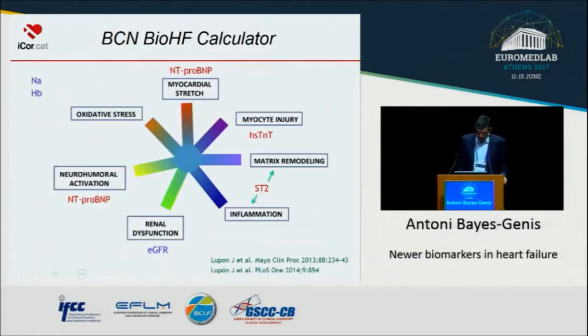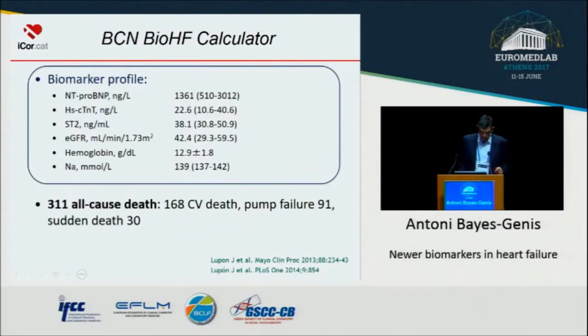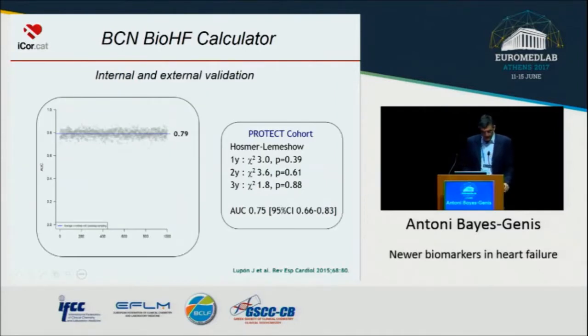These are the biomarkers we incorporated: NT-proBNP, HS troponin T, ST2, eGFR, NT-proBNP for neurohormonal activation, and also sodium and hemoglobin. This is our biomarker profile. Again, we recorded 311 all-cause deaths, and this study was internally validated with bootstrapping in our own cohort with an AUC of 0.79, was externally validated with the PROTECT study with an AUC of 0.75, and now it has been externally validated with the Paradigm Heart Failure trial.